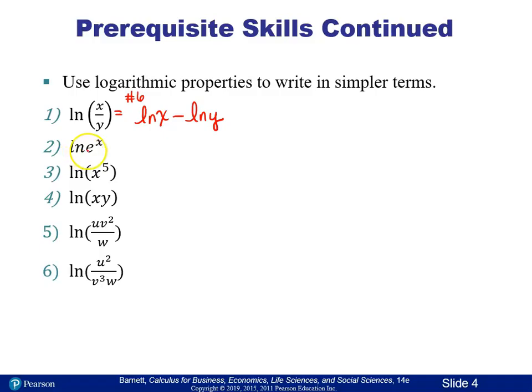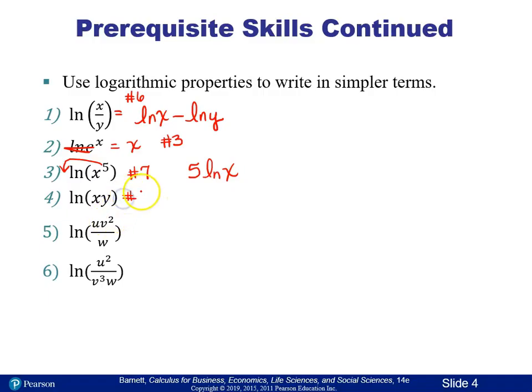Here, the natural log and e are paired side by side with nothing in between, so those cancel and just give us the x. That would be using property number 3. Okay, this one I'm going to use property number 7, and that one says if I have an exponent here, I can bring that down as a coefficient in front. So that's going to be 5 natural log of x.